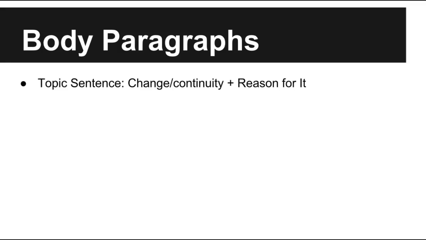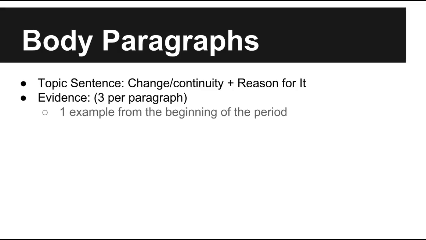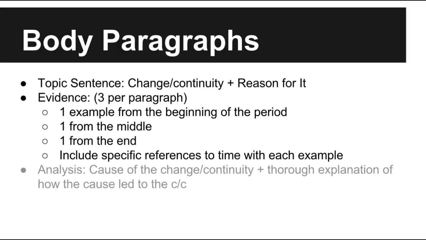This is a general outline of what a body paragraph would look like. Take note of the way evidence is organized. Three pieces of evidence make up the paragraph. One example from the beginning, another from the middle, and the last from the end. In doing so, you are demonstrating the continuity or change in the designated period in question. Lastly, your analysis establishes the cause of that pattern. Using the sentence, "This change or continuity occurred because," forces the student to spell out that analysis. Once again, to demonstrate that chronological reasoning, be sure to include specific references to time with each of these examples.